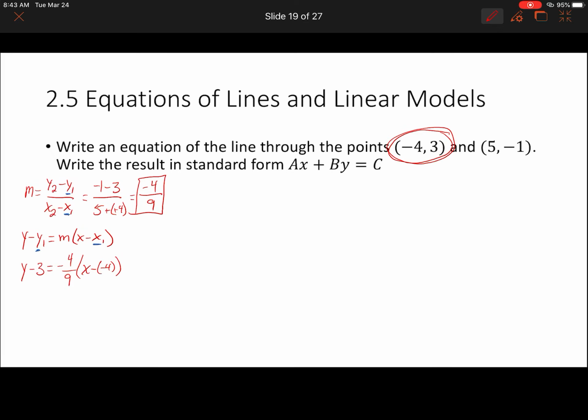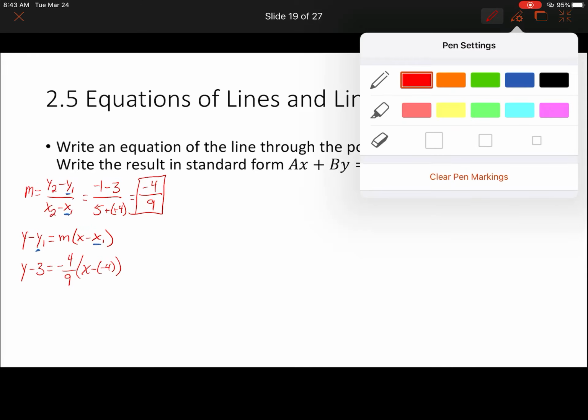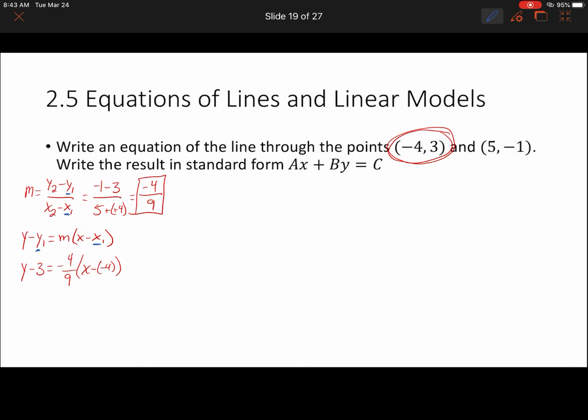Now, it says we're going to take this and write it in standard form. Now, there's a little more work here that has to happen, but the work is probably easier than if I were to ask you to go to standard into slope intercept form. So in standard form, we cannot have fractions. And so one of the things that we need to make sure we do is get rid of the fraction. And to do that, we'll multiply by the denominator of 9. And every term will get multiplied.